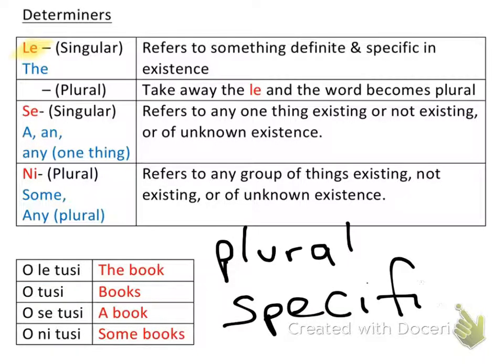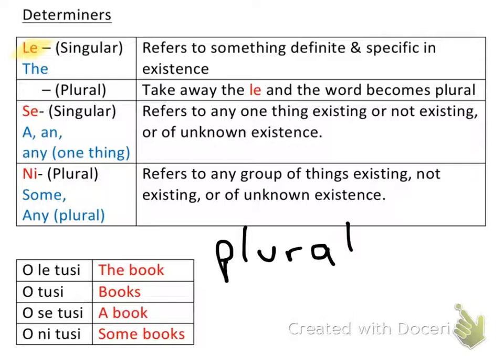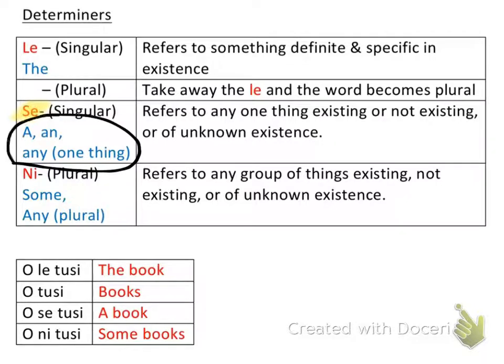Okay, so now we're going to talk about our non-specific determiners. And so here is se. So se, the closest thing to se in Samoan, in English, is one of these. It could be an, or any one thing.